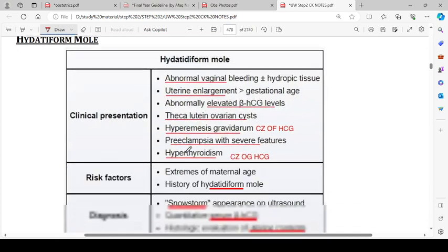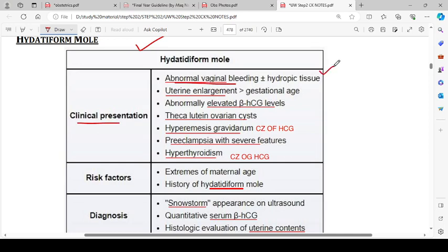Then we have hydatidiform mole, the molar pregnancy. The clinical presentation is abnormal vaginal bleeding with or without hydropic tissue, uterine enlargement more than gestational age. After 20th week of gestation, there is 1 centimeter increase in size of fundal height every week, right? So the number of centimeters corresponds to the number of weeks after 20th week of pregnancy. But if it is more than that, it is a suspicion for hydatidiform mole.